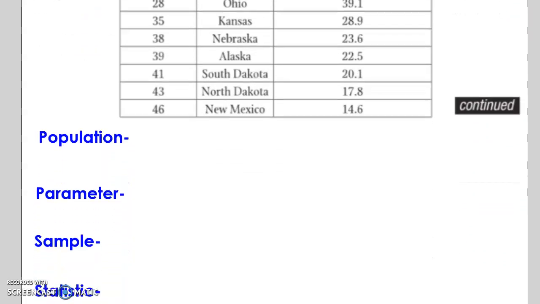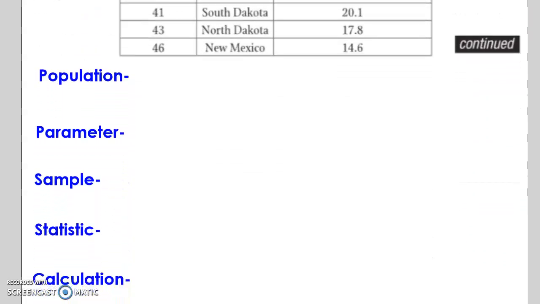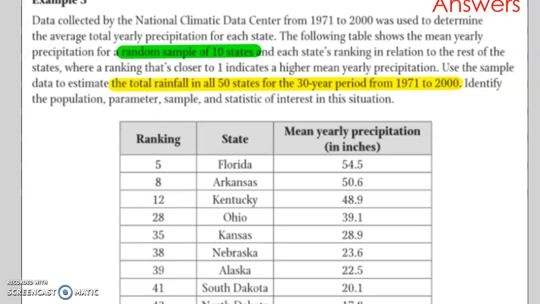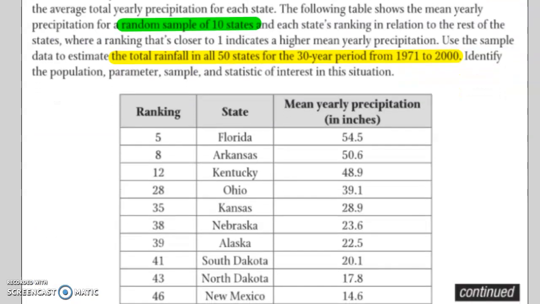And just like the previous problem, I've kind of broken down this problem into these components. These are the components that we need to identify. Okay, give yourselves about a minute or two. What would you think the population should consist of? What would be the parameter for the population? What is our sample? What is the statistic for the sample? And then let's do the calculation.